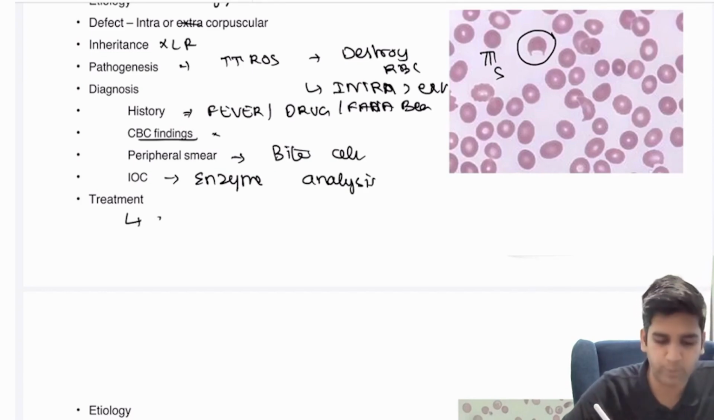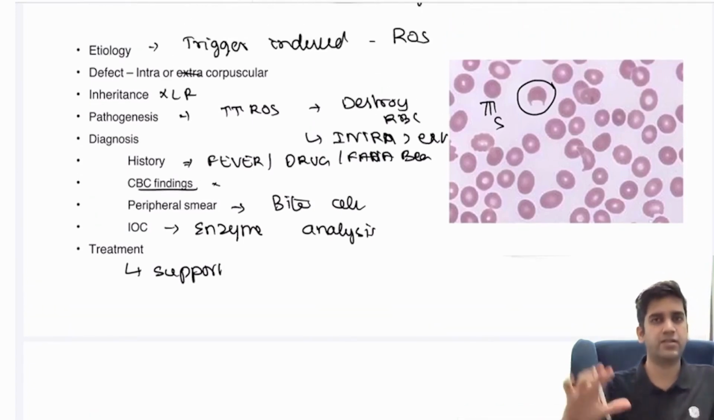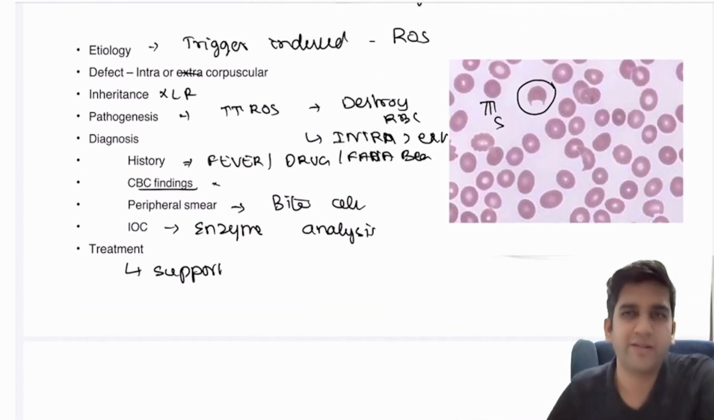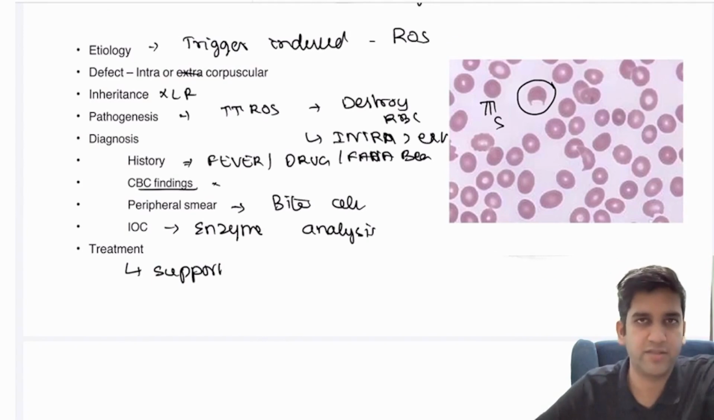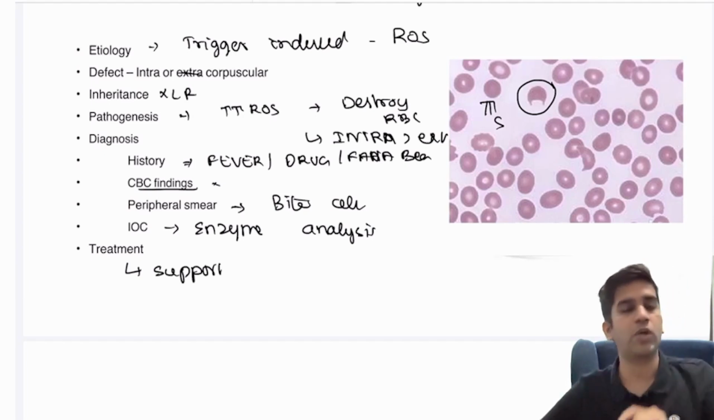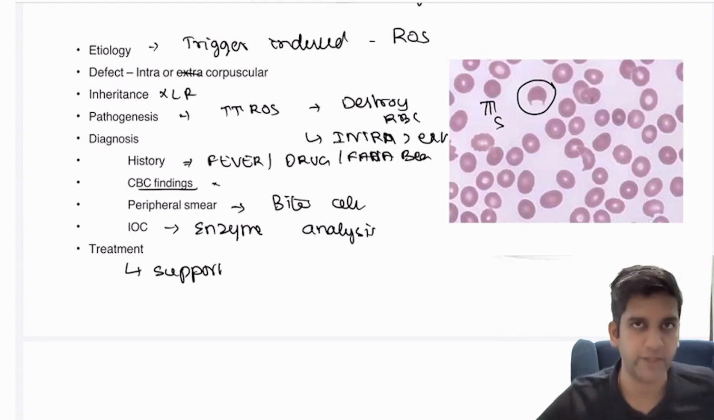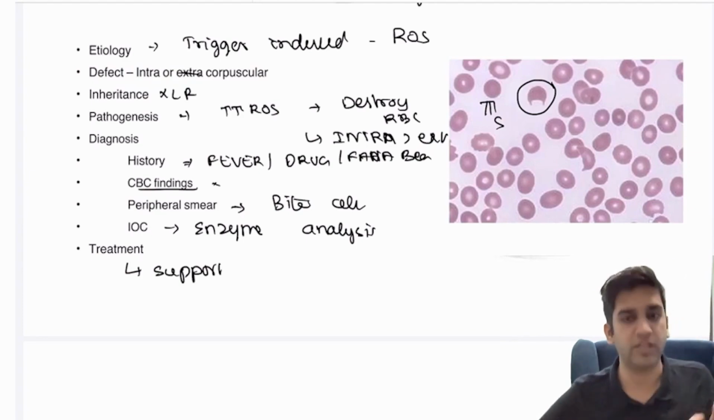Treatment, it's supportive management. Need not worry about anything. Just take care of the patient's trigger. If there's still fever, there'll be hemolysis. If there's very high hemolysis, maybe transfuse, wait for it. Automatically, it'll come back to normal by default. That's what you're going to do for G6PD deficiency. Again, whatever has been asked till now is there in this slide. That's more than enough, right?